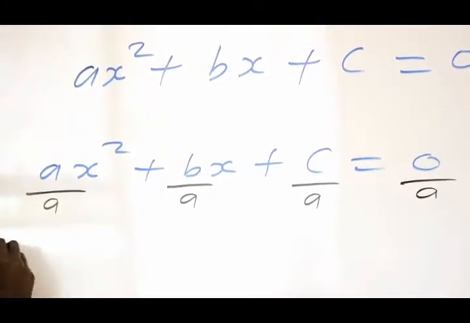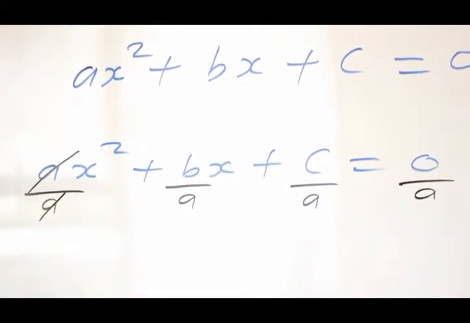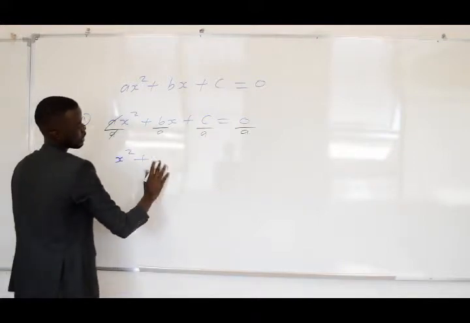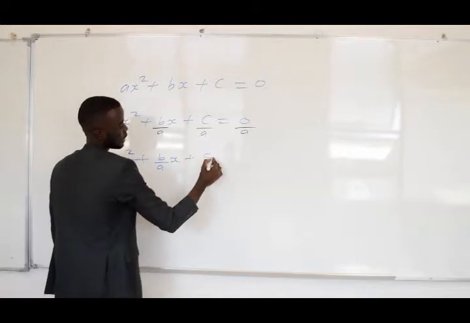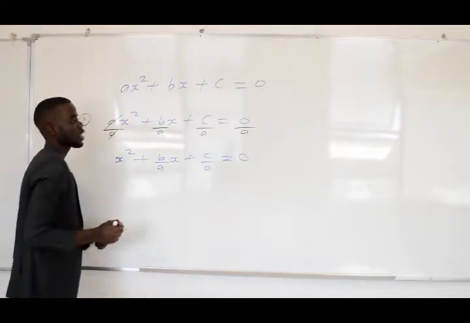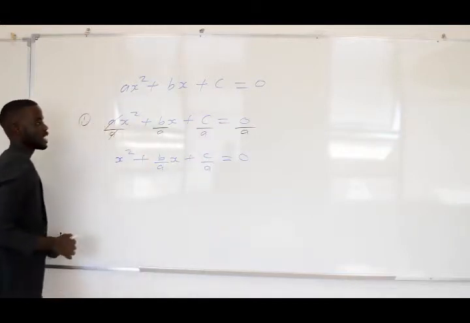Upon dividing, you find that this a and this a will go, which results in the equation x squared plus b upon a x plus c upon a is equal to 0, since we know that 0 divided by anything is 0.